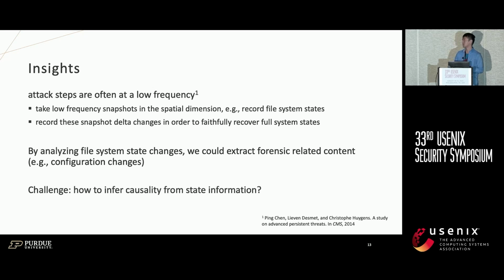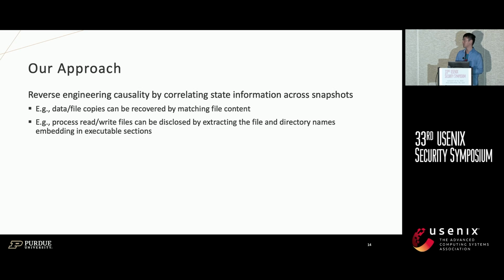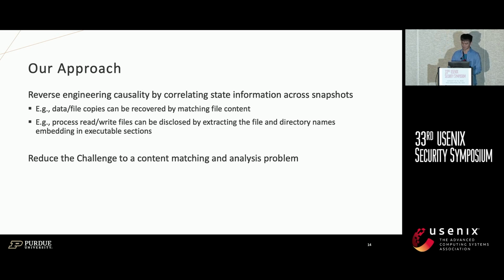So the next challenge is: how do we infer causality from state information? Because causality is very important when we do the analysis. Our approach was inspired by information retrieval techniques. We want to reverse engineer causality by correlating state information across different snapshots. For example, data file copies we can recover by matching file content, and the files that processes read and write can be disclosed by extracting the file and directory names embedded in the executable sections. So by doing this, we reduce this challenge to a content matching and analysis problem.